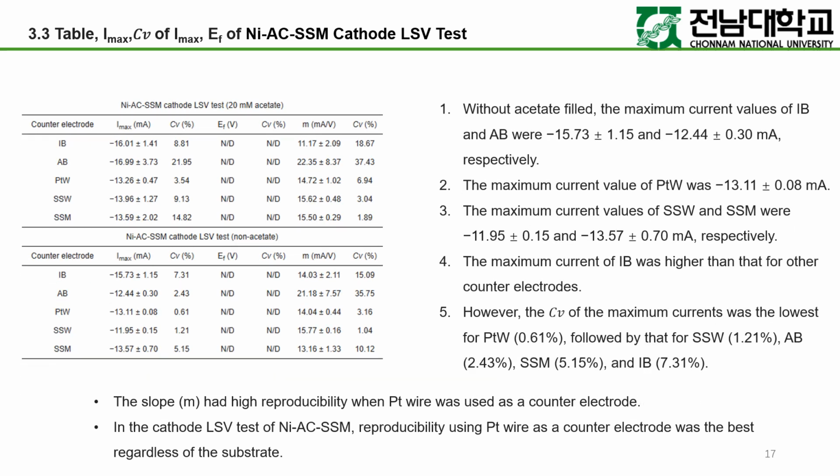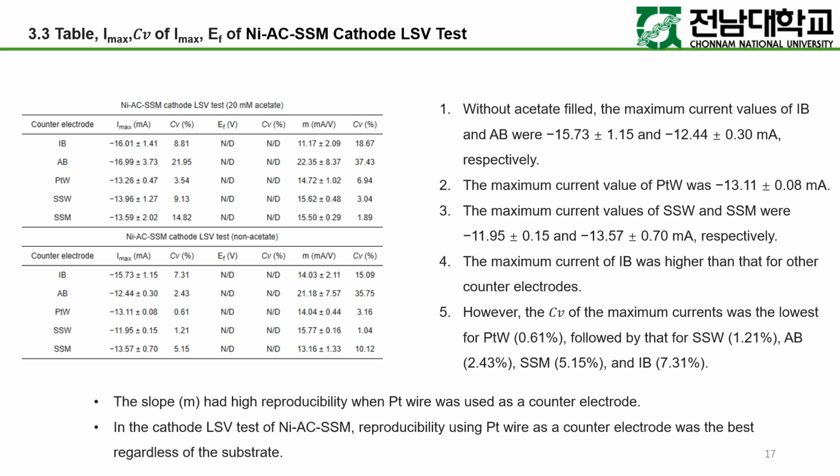Without acetate filled, the maximum current values of IB and AB were -15.73 ± 1.15 and -12.44 ± 0.30 mA, respectively. The maximum current value of point W was -13.11 ± 0.08 mA. The maximum current values of SSW and SSM were -11.95 ± 0.15 and -13.57 ± 0.70 mA, respectively. The maximum current of IB was higher than that for other counter-electrodes.